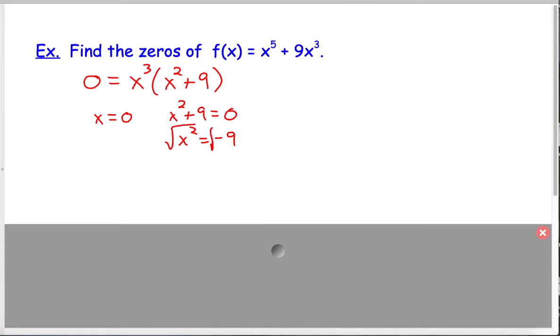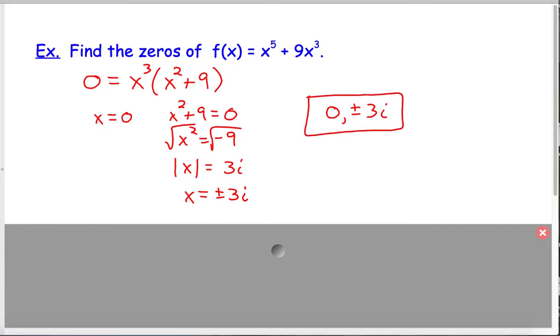And then when I take the square root of both sides, I get the absolute value of x, we've talked about that before, equals 3i. So therefore x is equal to plus or minus 3i. So the zeros for this function are 0 and plus or minus 3i. Now, you're looking at that and saying, well, there are only 3 zeros. Actually, x equals 0 is a root of this function, but it has multiplicity 3.